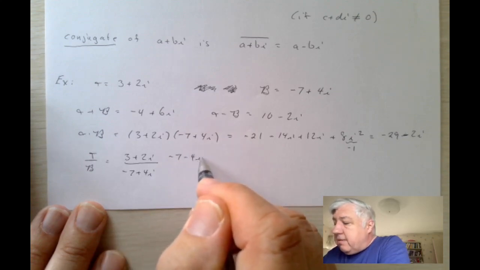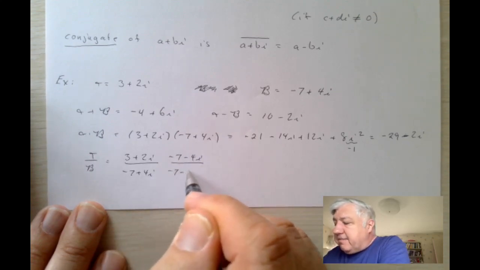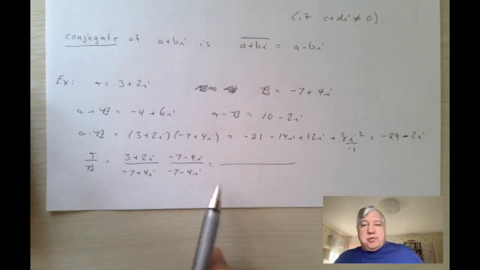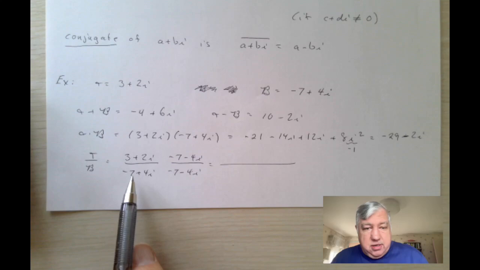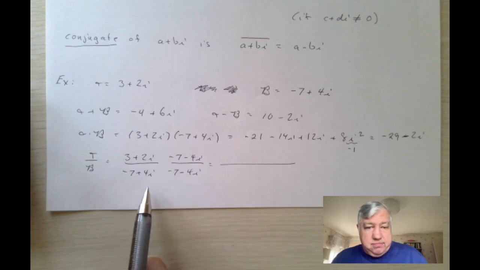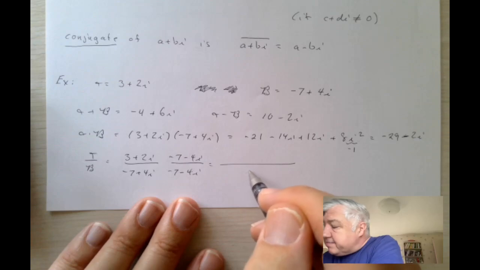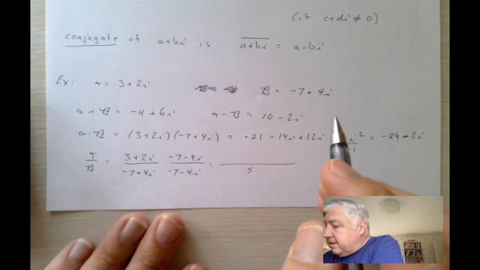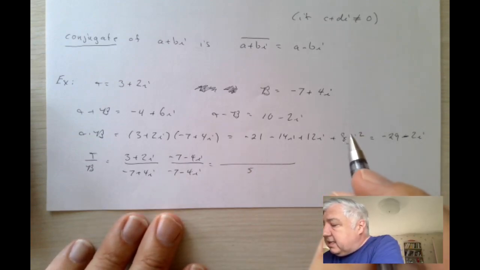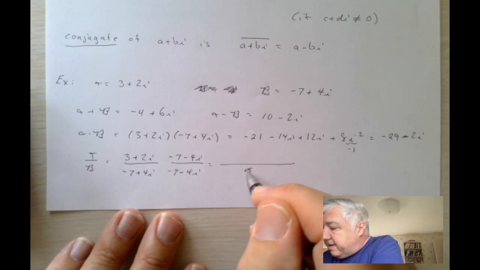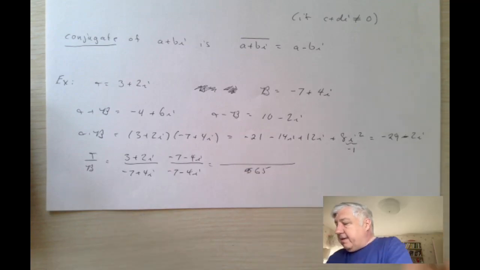So we multiply and divide by the conjugate of the denominator. And when you do this, the denominator is always going to be a positive number. It's going to be 49 plus 16. So that is 65, I think. Okay.